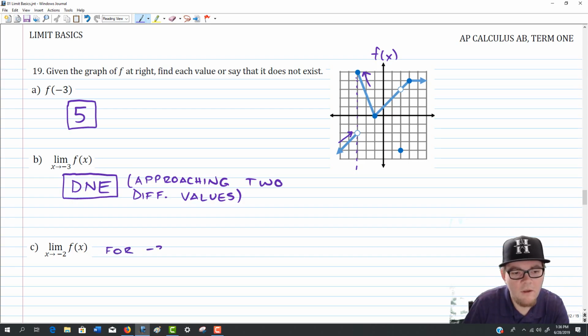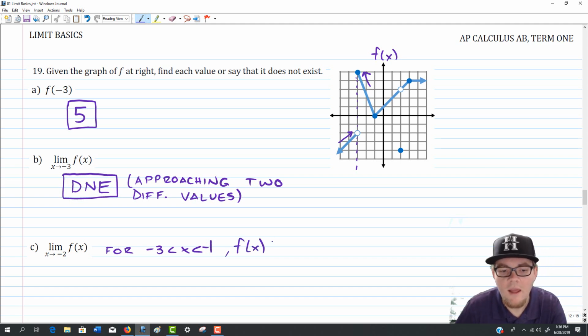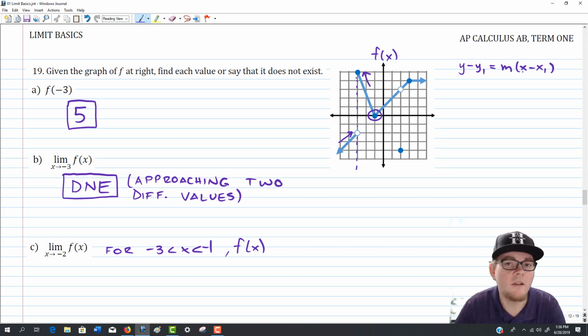Worth pointing out, for -3 less than x less than -1, f of x is a line segment. To get our line segment, we can use point slope form, using one of those points as my point of context. By point slope form, I mean y minus y1 equals slope times x minus x1. I'm going to write the equation of the line and then plug in -2 and see what it's doing, because I can see it's nice and continuous. There's no weird things happening between -3 and -1. I just don't know what the specific y value is.